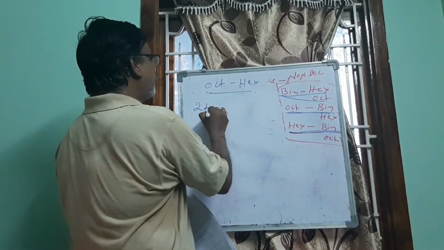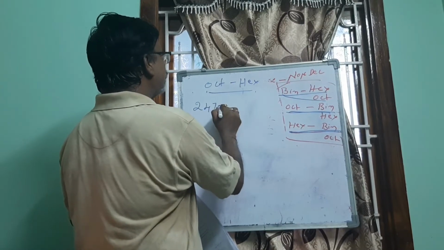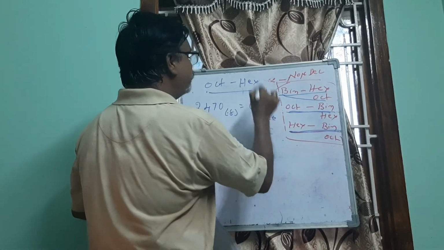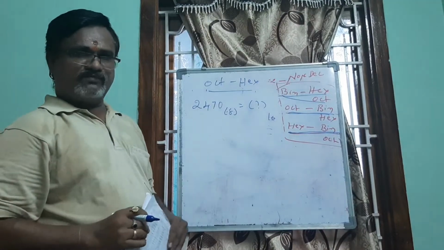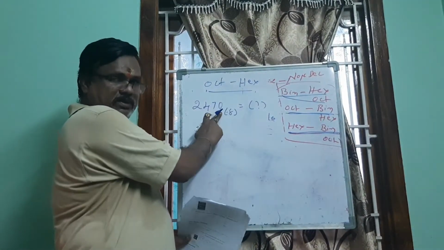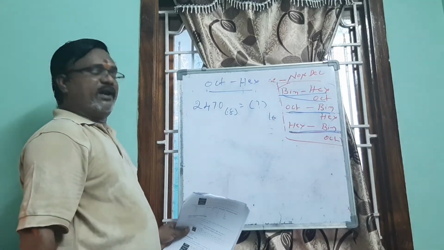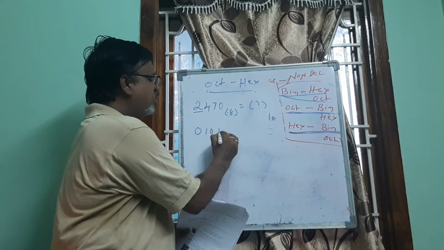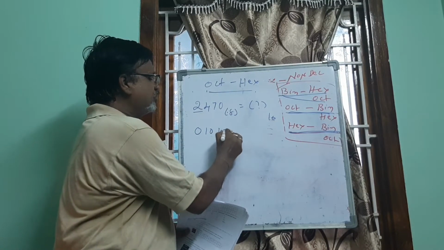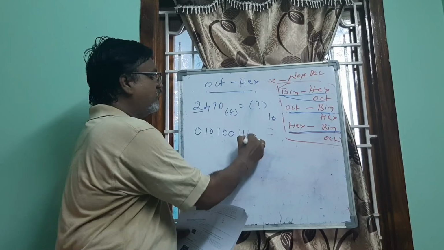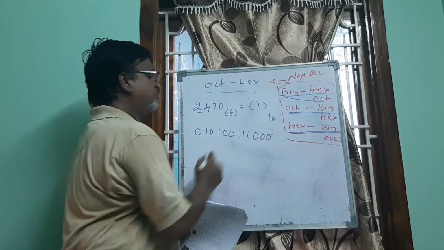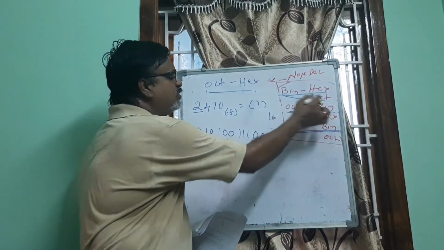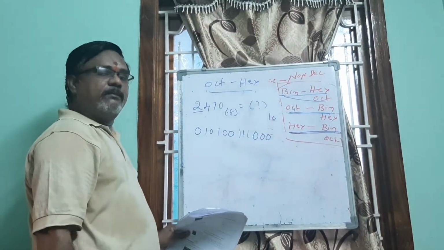So 2 4 7 0 base 8 is equal to how much of base 16? So for this purpose, this octal number you convert into the binary values. So 2 means 0, 1, 0. 4 means 1, 0, 0. 7 means 1, 1, 1. 0 means 0, 0, 0. Okay? This is the equivalent binary value of the octal.